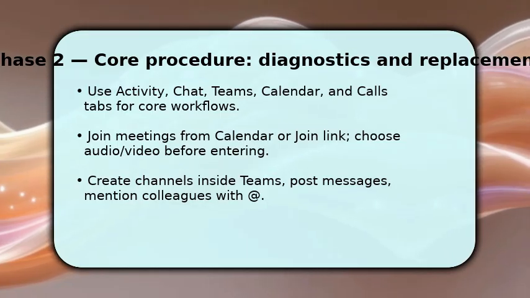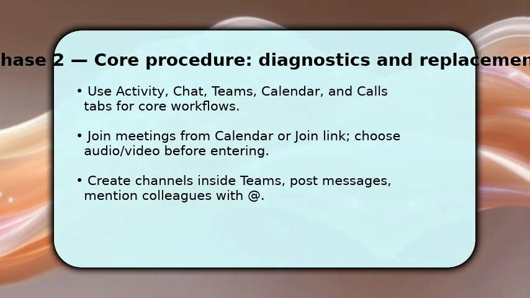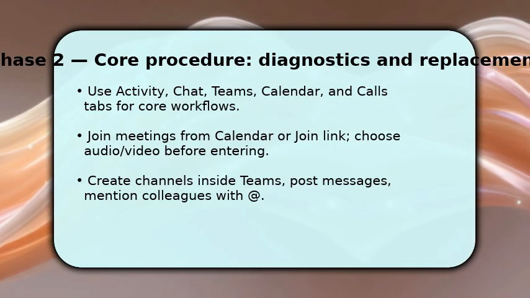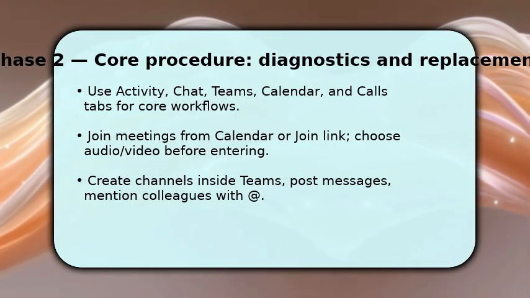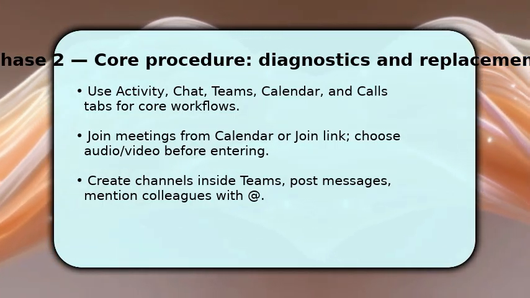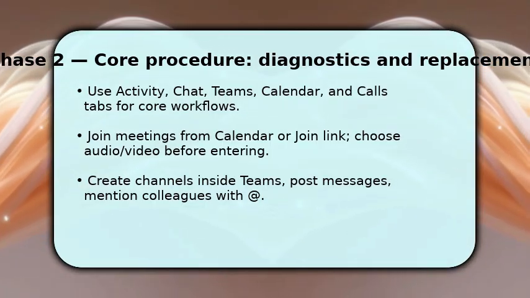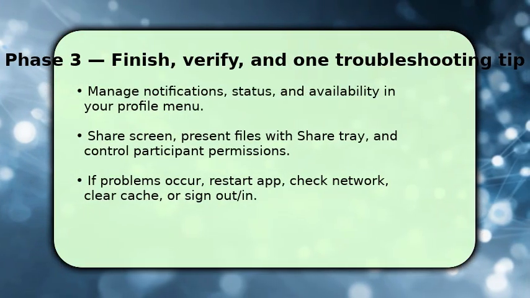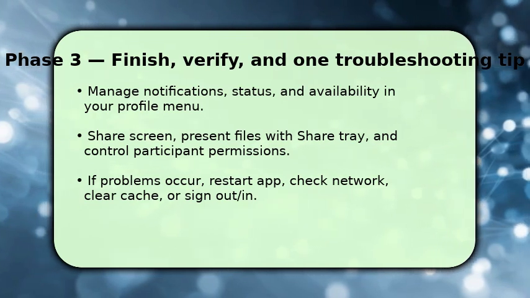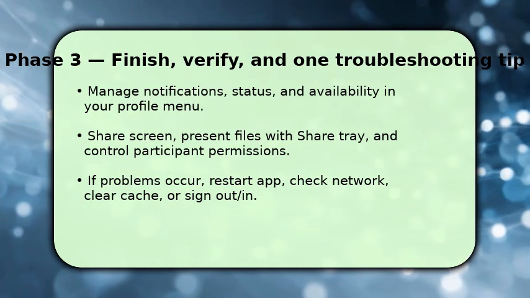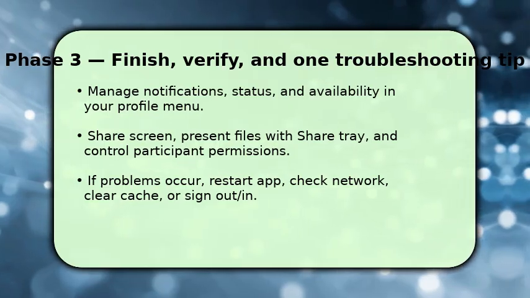To collaborate, open a team, create a channel, then post a message and mention people with @ to notify them. Make sure to pin important chats and use the search bar to find messages or files quickly while you work. To finish, set your presence and notification preferences so you control interruptions. Change status from available to do not disturb when focused.